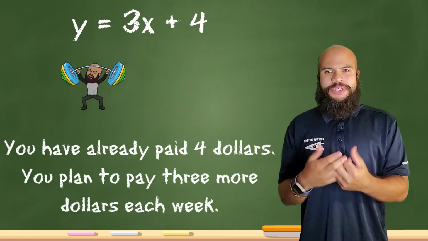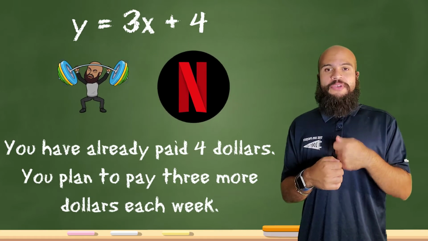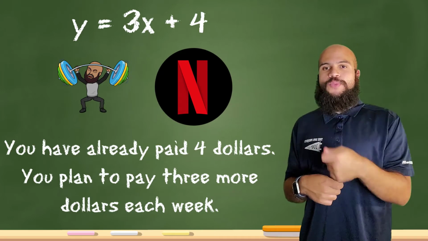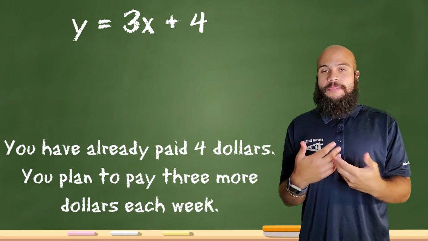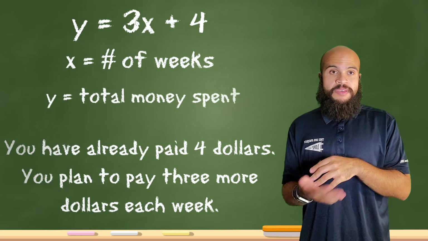Maybe it's like a gym membership or something. Maybe it's a subscription service, maybe like a Netflix. So say you have an initial payment of $4, and then you're paying $3 additionally each week. X would represent the number of weeks, and Y would represent the total amount of money paid.